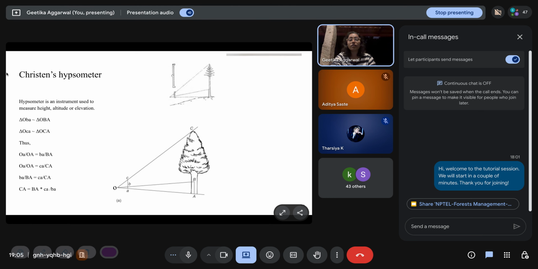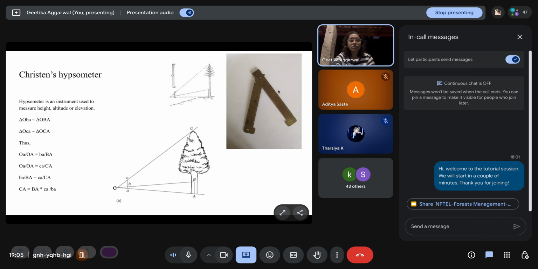Okay. The second one is Christian's hypsometer. Christian's hypsometer is basically this instrument which can either be made out of wood or out of cardboard or something like that. And from here, you basically take it in your hand like this, vertically open it and take it in your hand. And then from here, you actually look at the, if O is the eyes, what do you call it? The height of the eye.